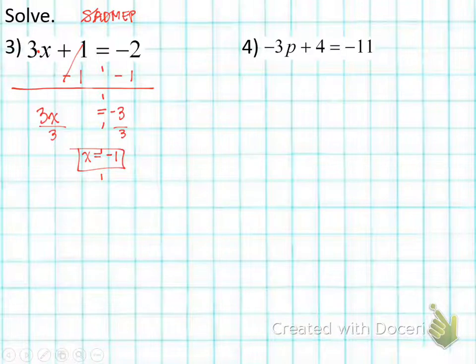Just to go quickly through this, what's the first step we use? What's the justification for the first step? What was the property? Subtraction property, right? What about the second step? Good, addition. So we're just going to write that down. Subtraction property. And then addition property, okay? That's it.